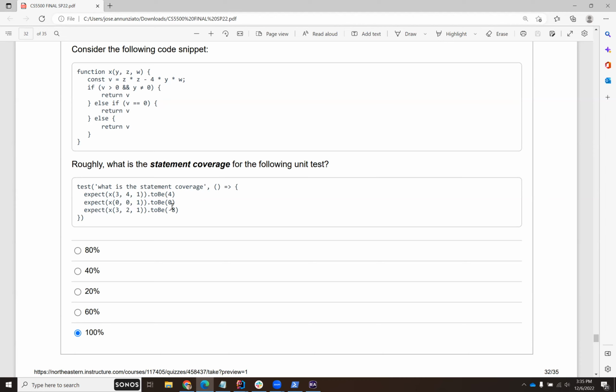This one is asking, given these 3 inputs, which statements have been executed. And it turns out that all statements have been executed. And so you have 100% coverage.